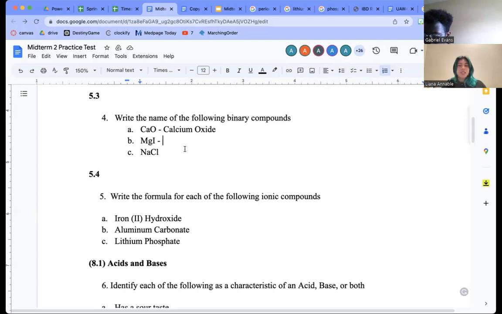And this one, these are all easy because you only have singles of things. It's not like multiple. If it was written like this, and there were 2 iodides, then it would be a diiodide. But there's only one, so it's only singular.